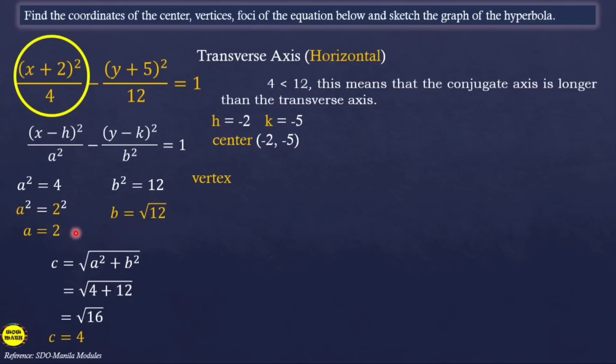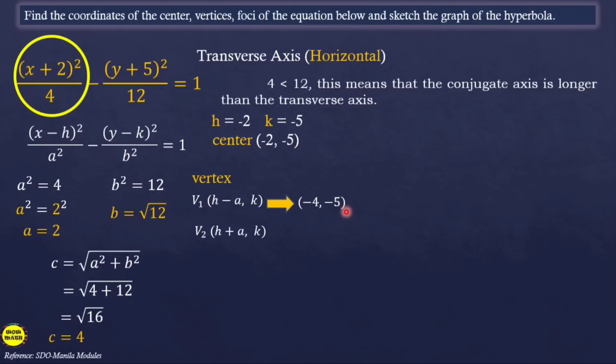So, gamit yung value ng a, b, and c, makukuha natin yung vertex, co-vertex, yung focus natin, and then yung latus rectum. Unahin natin yung vertex. So, sundan lang din natin ito, h minus a, comma, k. So, yung h natin dito is negative 2 minus a. So, negative 2 minus 2, the answer is negative 4. And then, copy k, which is negative 5. So, yung v sub 1 natin ay negative 4, comma, negative 5.